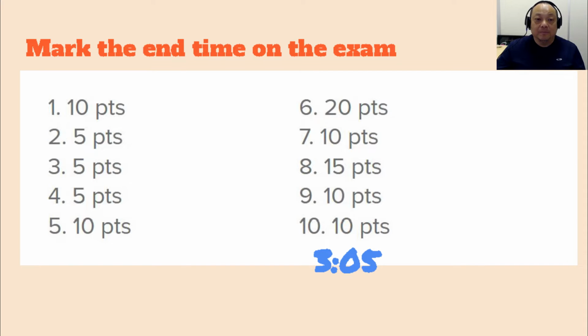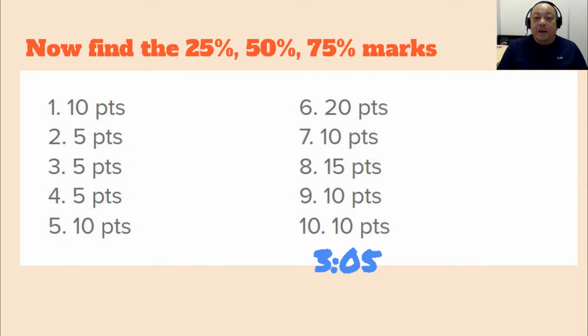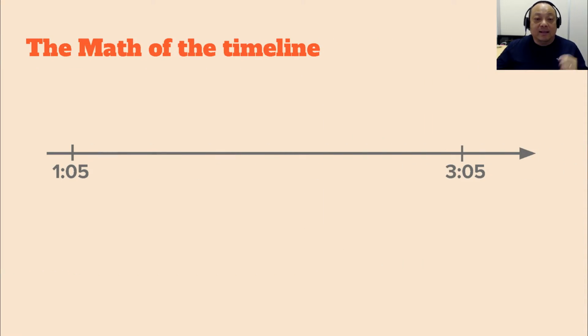at the end there. Here's how we're going to pace ourselves. We will mark the 25%, 50%, 75%, and end times of the test and pace ourselves that way. But before I do that, let's step aside briefly and show you the math of what we're doing. Let's take a timeline of the test. The exam starts at 1:05 and ends at 3:05. They look like that on the timeline.